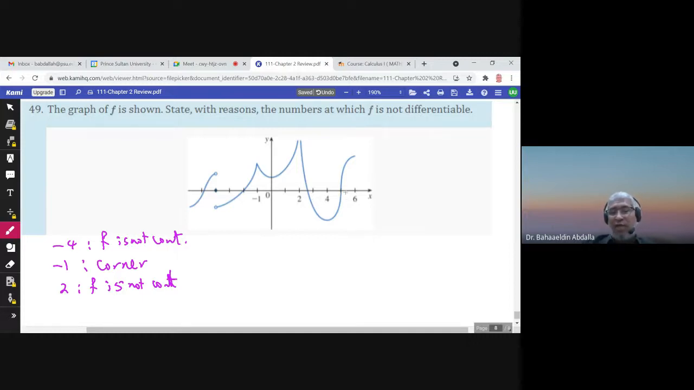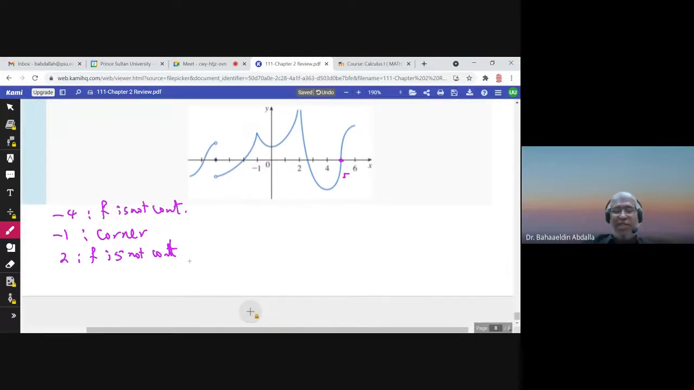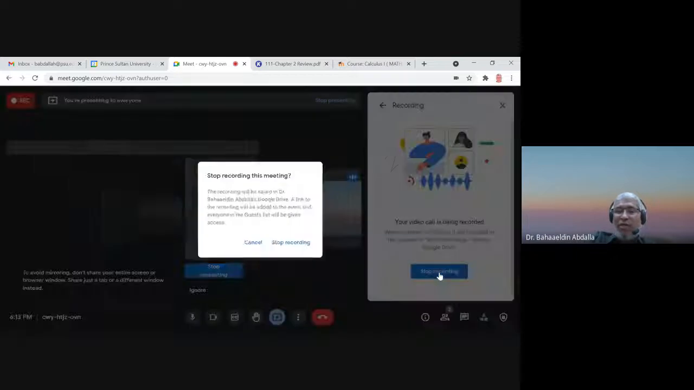Finally, at 5, at this point, if you sketch a tangent line, you will find that you have a vertical tangent line. So this function is not differentiable at 4 numbers, and it's not continuous at -4 and 2 only, but it's continuous at -1 and 5. This is the end of this review. I hope you benefit from it and you review it again and again.